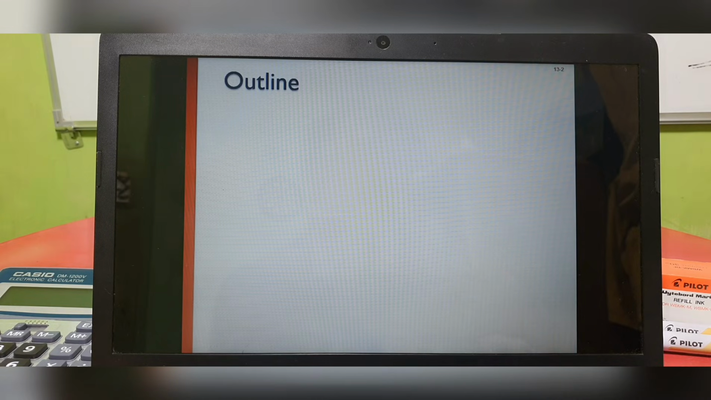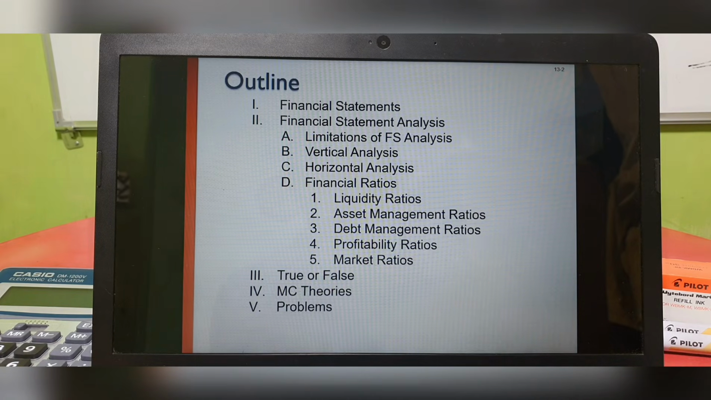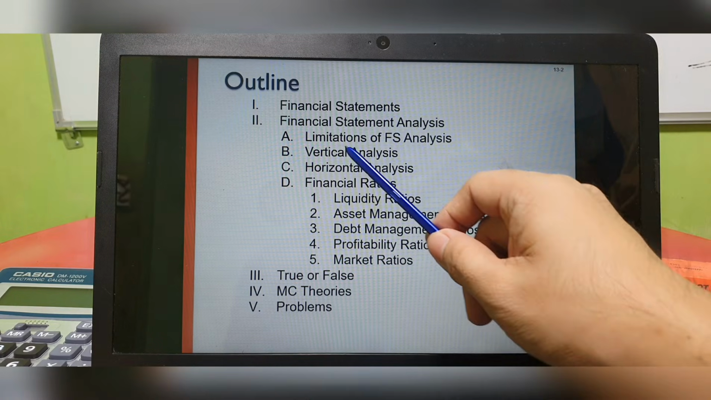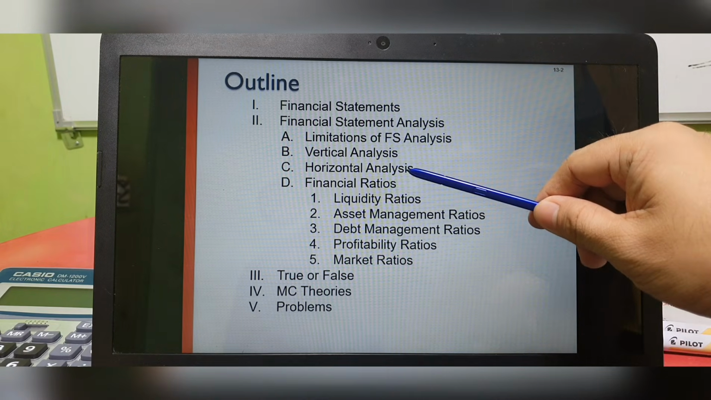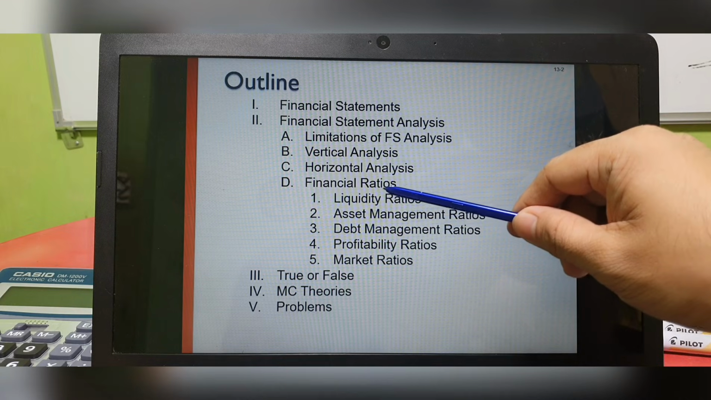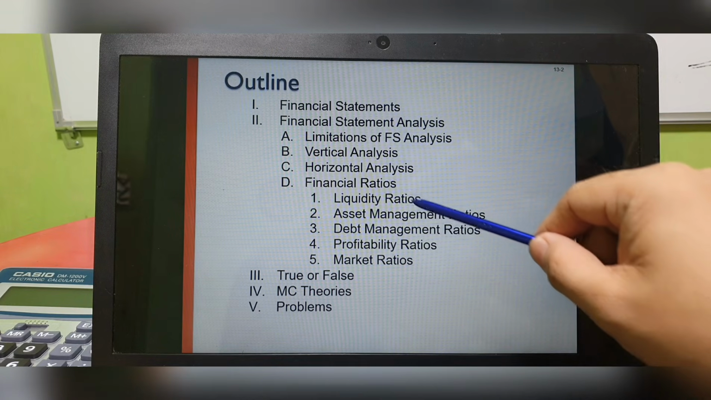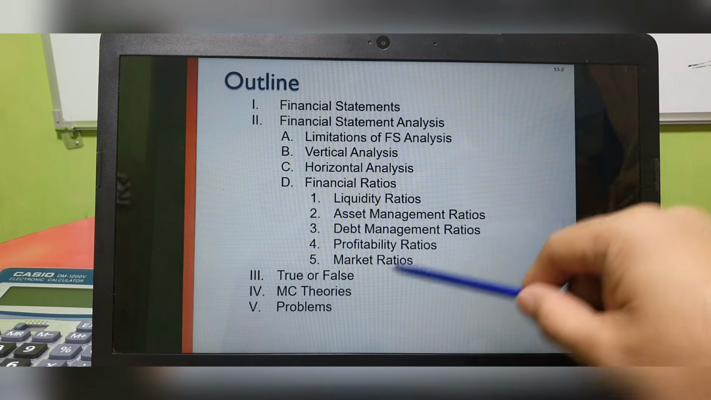And here is our outline. We will start with the review of the financial statements, and afterwards we will proceed with the financial statements analysis. We will talk about the limitations of the FS analysis, and then we will do the vertical and horizontal analysis and compute for the financial ratios. I grouped the financial ratios into 5 categories.